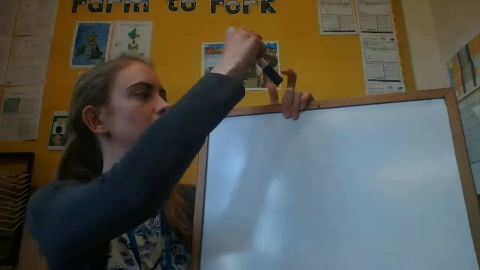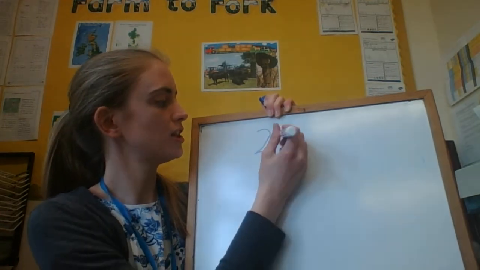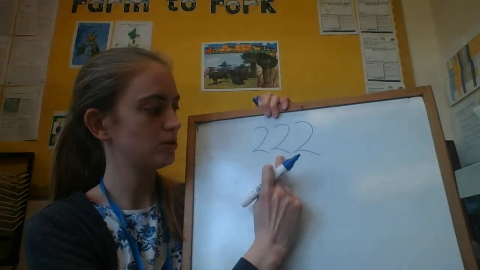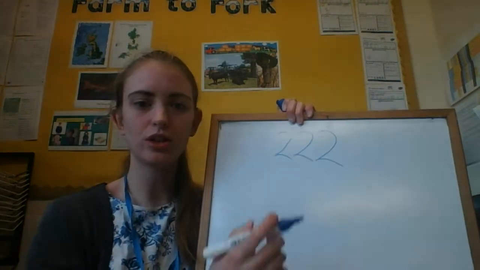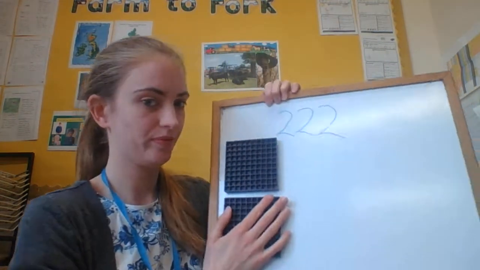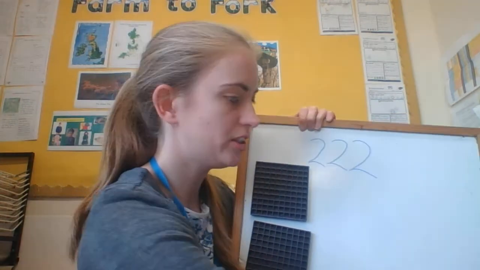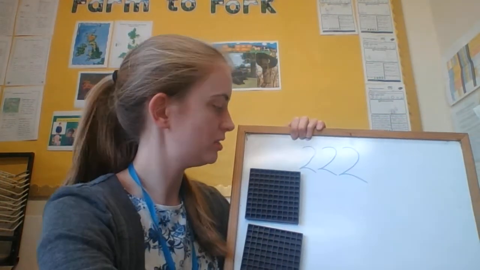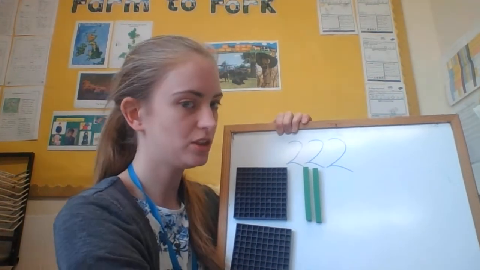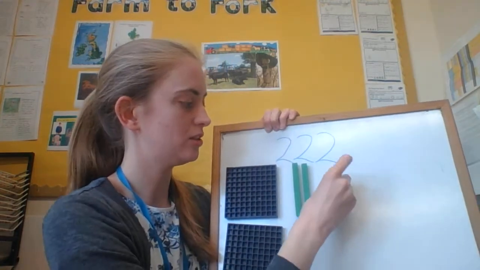So if I have the number 222, I write it with the digits 2, 2 and 2. But the 2's don't mean the same thing. It varies depending on where they are. So if I have this 2 here, that's my 200. This 2 here is 2 tens because it's in the tens column. And this 2 here is my 2 ones because it's in the ones column.